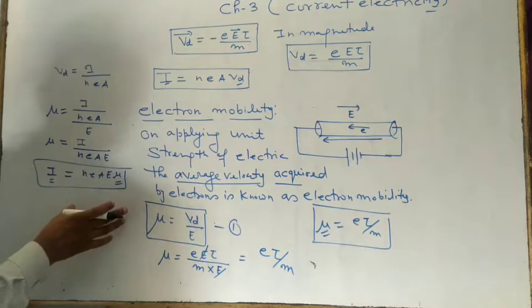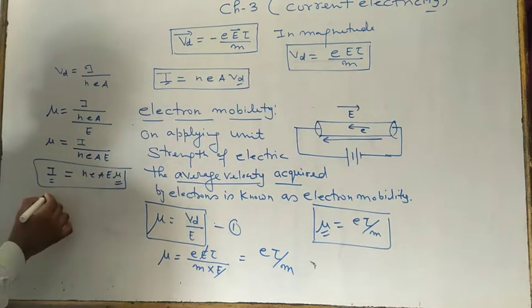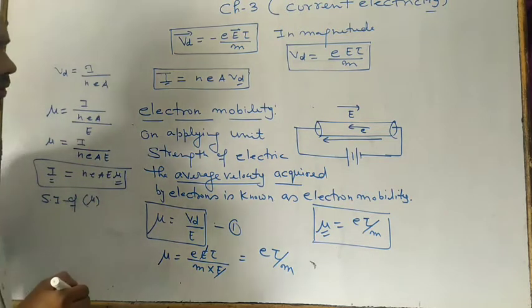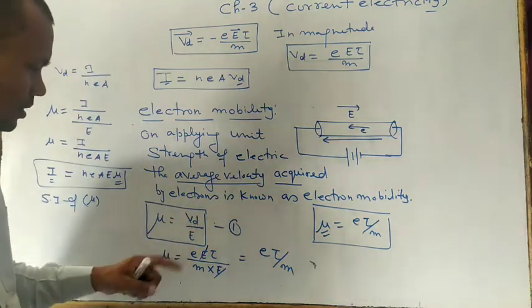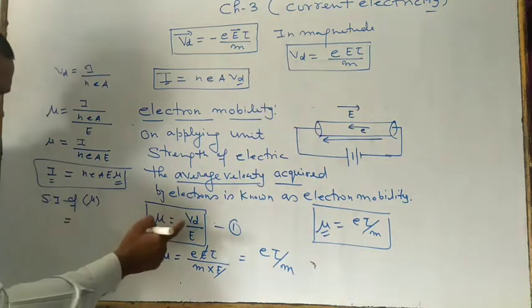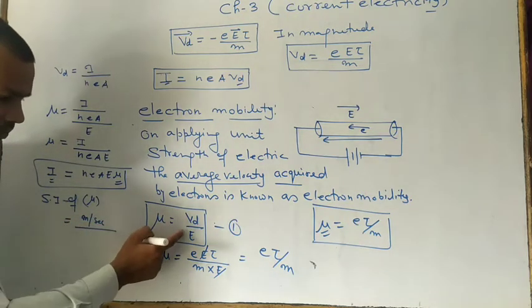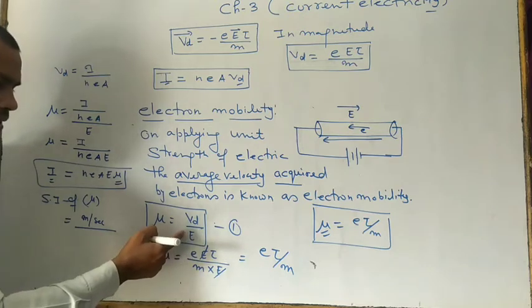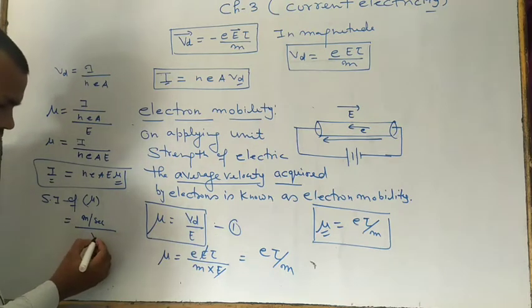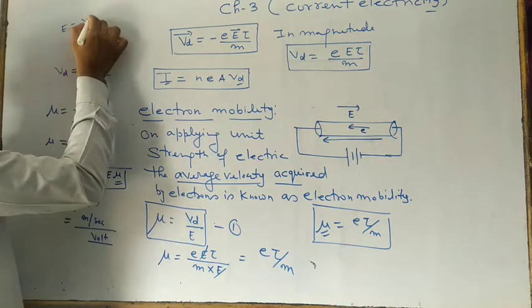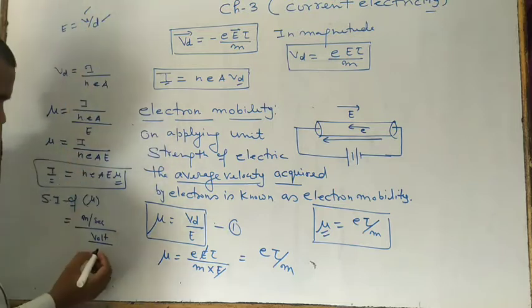Now for the SI unit of electron mobility: Vd is in meter per second, and then the electric field, which we know is volt per meter, because E equals V by L, so volt and then meter.